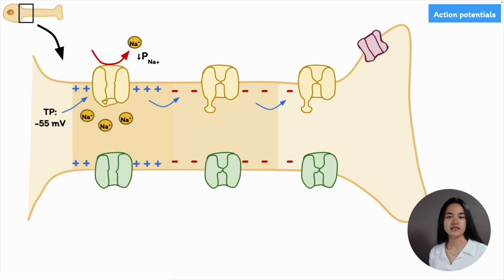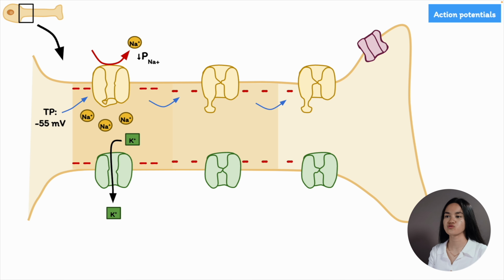Now, why are the potassium channels opening? Because we need to return the membrane potential to its resting potential now. By opening the potassium channels, potassium ions are going to flow out of the cell, down its electrochemical gradient. As a result, it's going to gradually restore the membrane potential. This is the falling phase of an action potential.